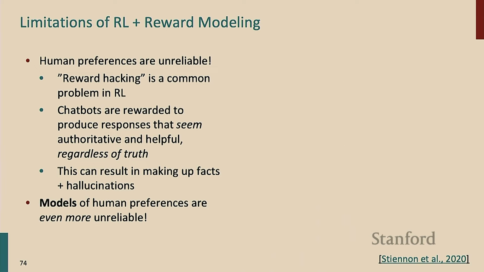And in general, when you think about that, you think, well, models of human preferences are even more unreliable, right? We're not even just using human preferences by themselves. We're also training a model, a deep model, that we have no idea how that works, right? We're going to use that instead, right? And that can obviously be quite dangerous.